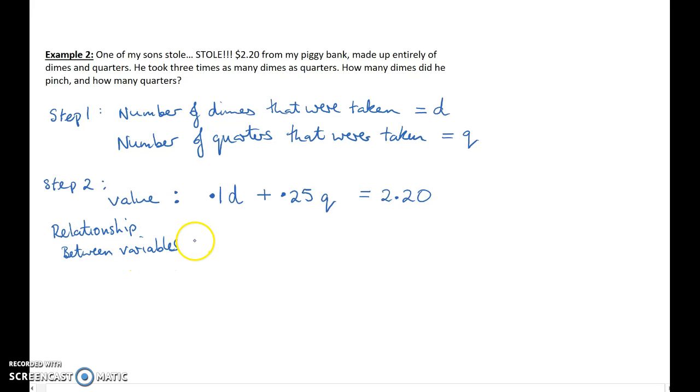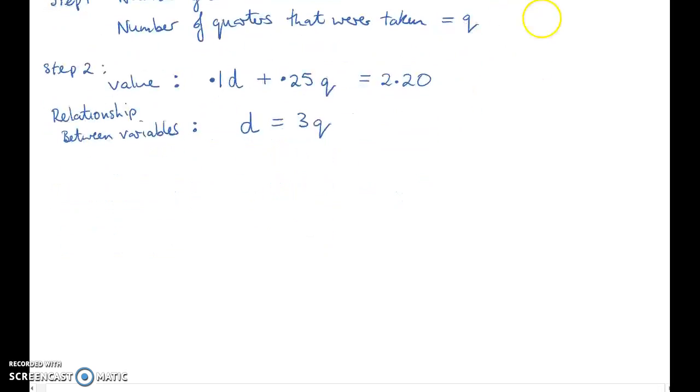Read this carefully so that you get it the right way around. 3 times as many dimes as quarters. So the number of dimes he took was equal to 3 times the number of quarters that he took. So the number of dimes, that's D, is equal to 3 times the number of quarters. So now we have our 2 equations, and we can move on to step 3.